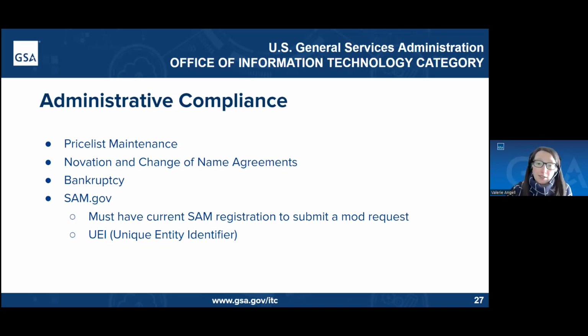So if you do find that your company name changes, please contact your PCO to discuss further, and a modification will likely be required, but your PCO can provide additional guidance. More information about name changes and novations can be found in the FAR, the Federal Acquisition Regulation, Part 42. A novation occurs if there is a change of ownership, whereas a change of name typically occurs only if the company's name is changing. But if there is an ownership change, then typically a novation would be required.